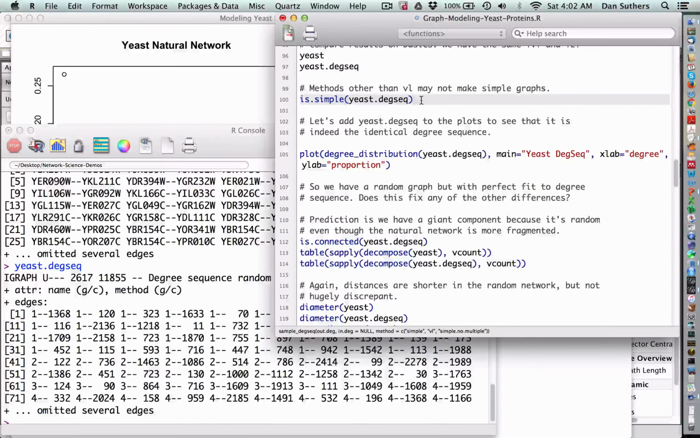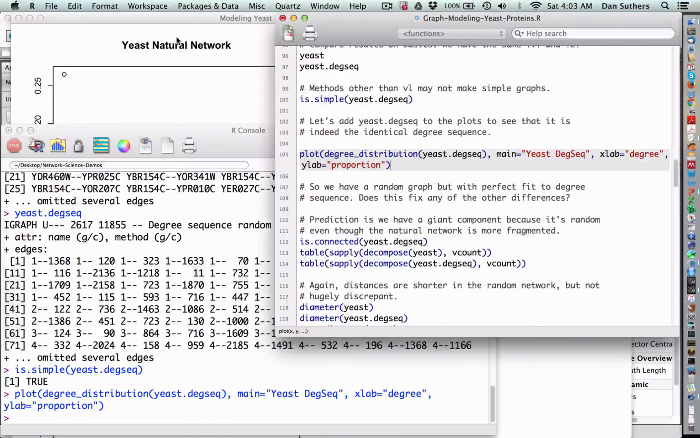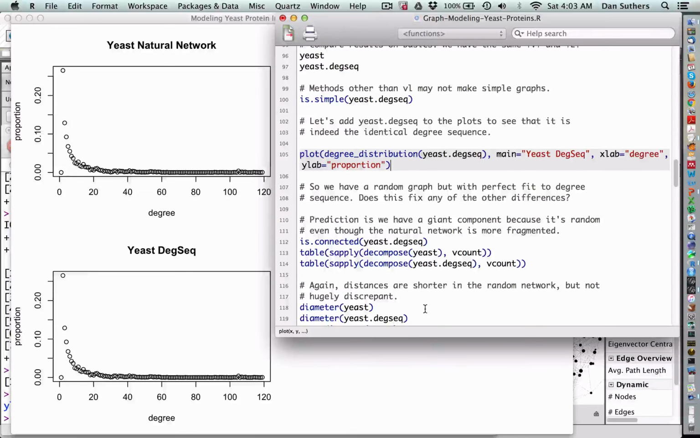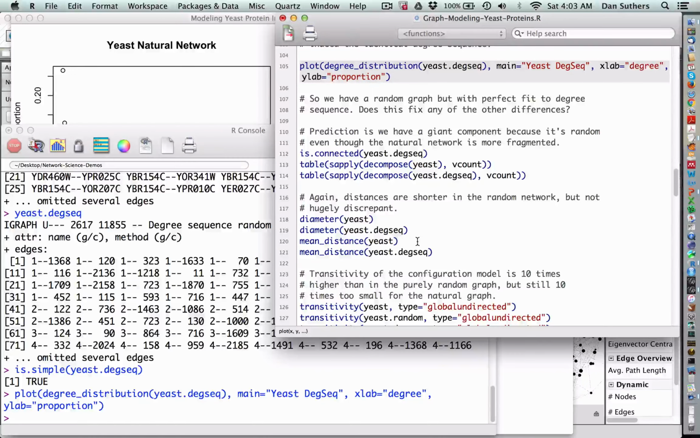Now the VL method is supposed to make a simple graph. If you use one of the other ones, you may have loops and or multi-edges. This one's simple. We're going to throw this into the plot just to convince ourselves that the degree sequence is the same. And okay, I've made the window smaller so you can see it all. Let's now get back to looking at other aspects of this distribution.